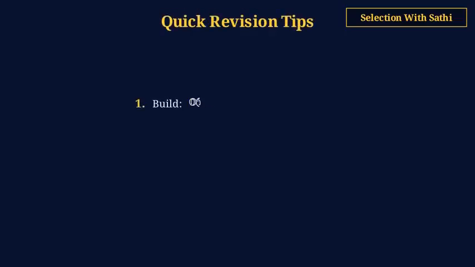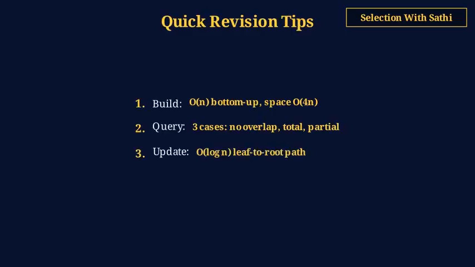Quick exam tips. First, always allocate 4n space for the segment tree array. Second, iterative segment trees are faster in practice, but recursive ones are easier to code and extend. Third, use lazy propagation whenever the problem involves range updates. Without lazy, range update is O(n) per update, which defeats the purpose.